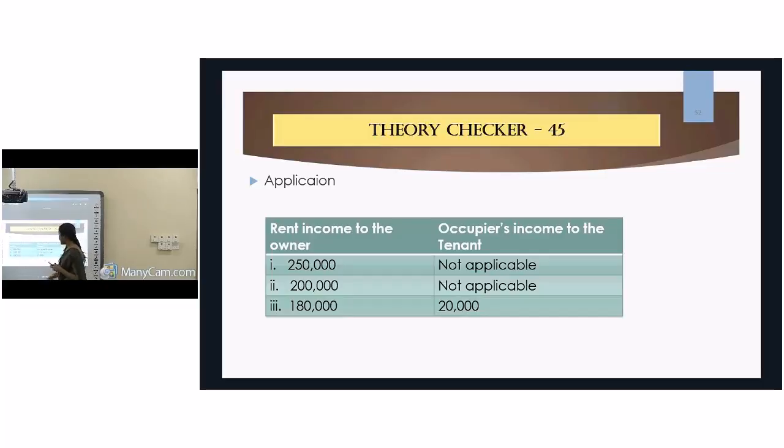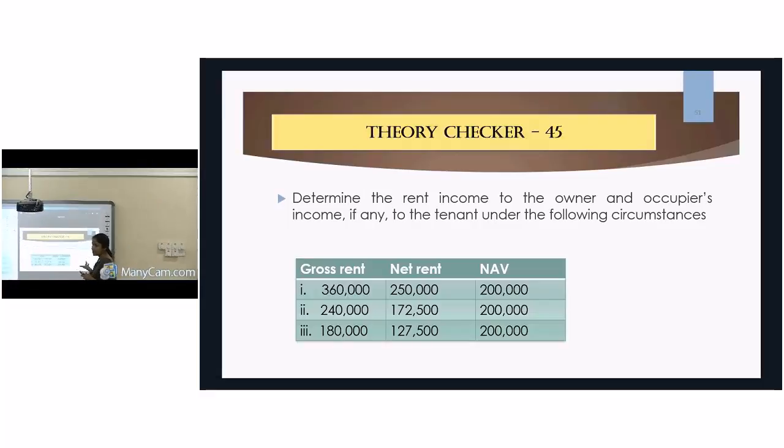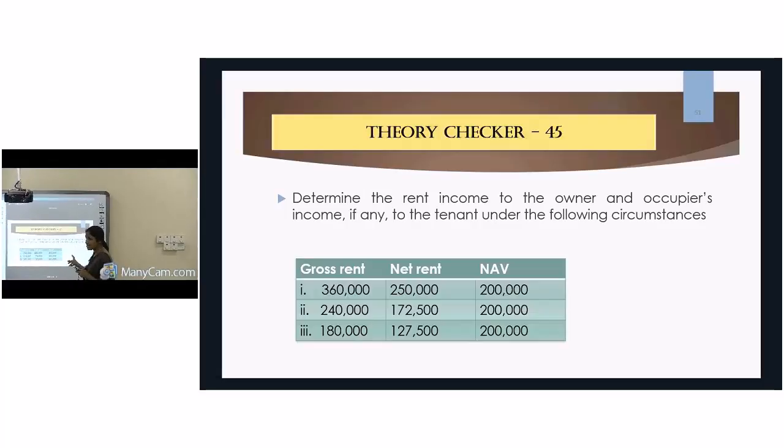Second scenario, net rent is 172,500, but NAV is 200,000. That means net rent is less than NAV. So in that case, the rent income would be the NAV 200,000, but still we cannot decide whether the NAV would be the final income, because there is a possibility of having occupier's income there, because the net rent is less than the NAV. So before finalizing that, you have to check whether there is an occupier's income.